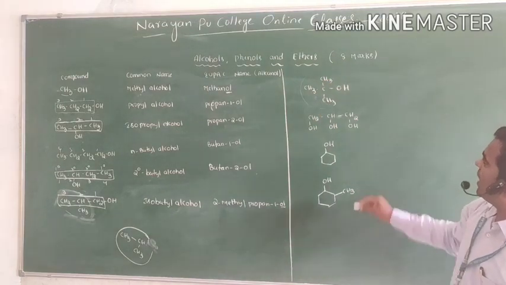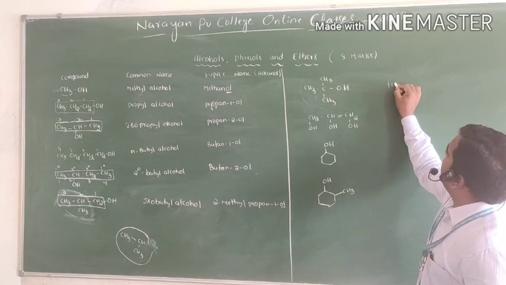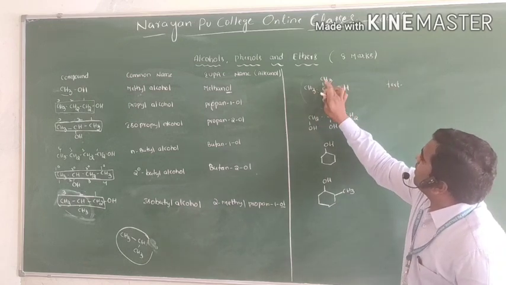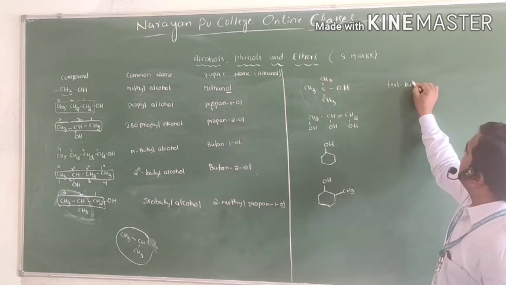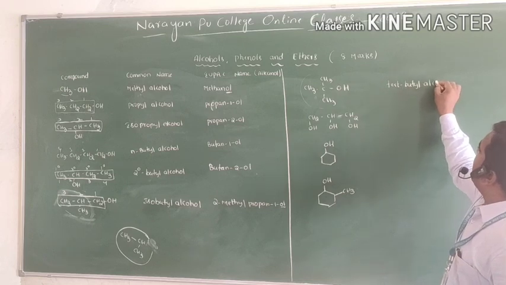And you know this group is a tertiary group. CH3. This group we will call tertiary. How many carbon atoms are there? 4. Tertiary butyl alcohol.